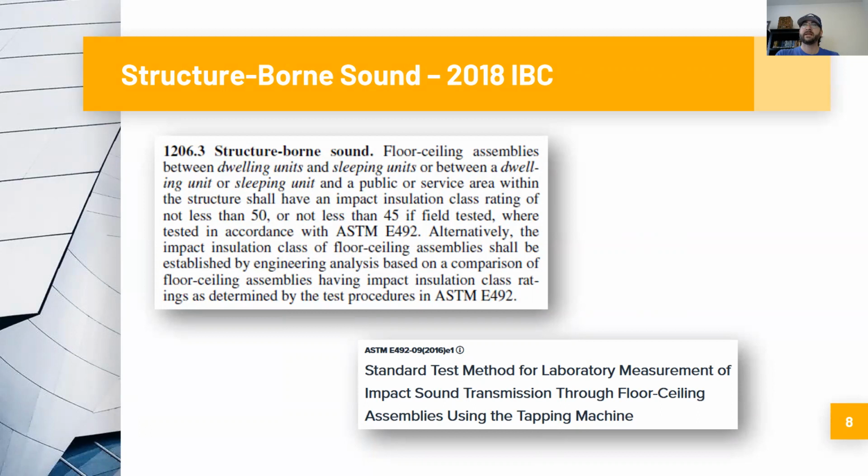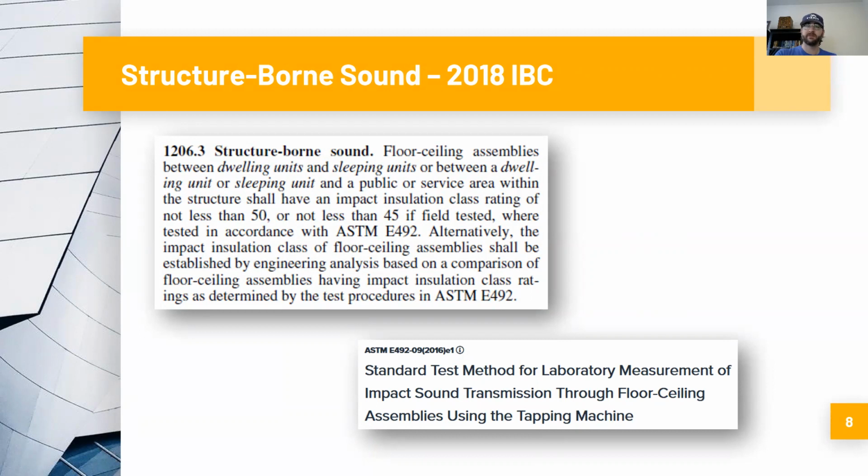Again, from the 2018 IBC, this is very similar as far as what's required to STC. And here's what it says. Floor ceiling assemblies between dwelling units and sleeping units, or between dwelling unit or sleeping unit and a public or service area within the structure shall have an impact insulation class, that's the IIC, rating of not less than 50 or not less than 45 if field tested, where tested in accordance with ASTM E492.